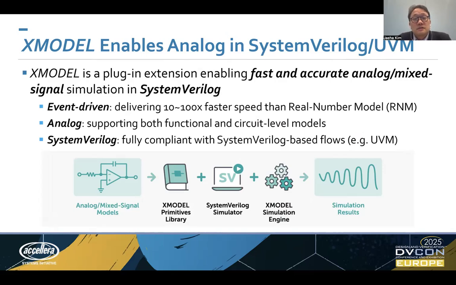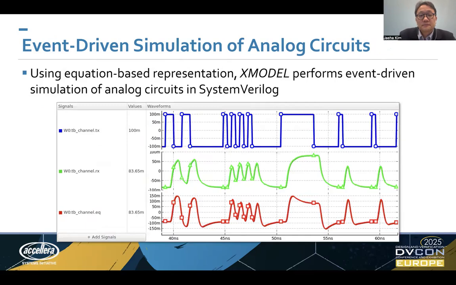Nonetheless, all the models supported by XMODEL are fully compliant with SystemVerilog. That means the model can run within SystemVerilog without any SPICE-like engine involved, and that means we can use a UVM test bench on top of it, everything kept inside SystemVerilog, 100%. The reason XMODEL is so fast is because it performs an event-driven simulation of analog circuits, performing all the steps within SystemVerilog.